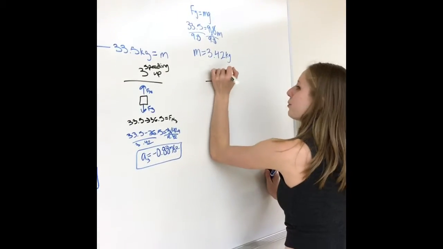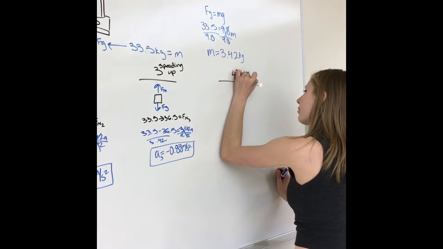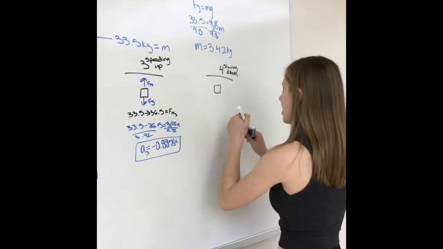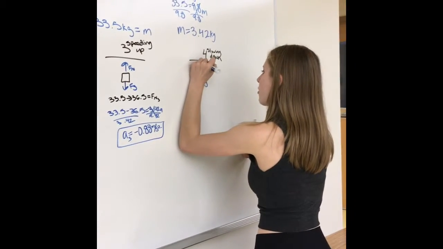And last but not least, we have number 4, where we're slowing down at the top of the second level. Again, same free body diagram. Little box, we've got force of gravity, and we've got force of normal.